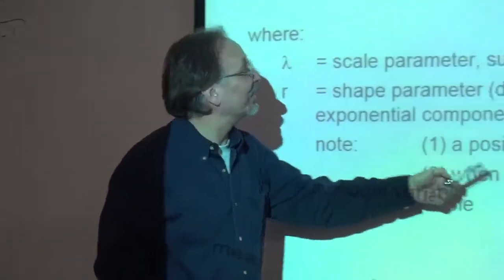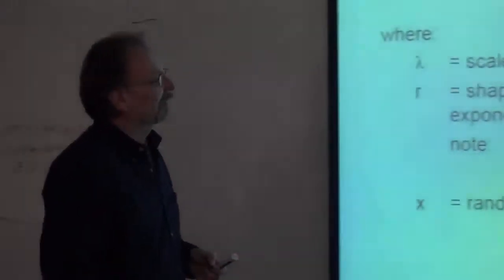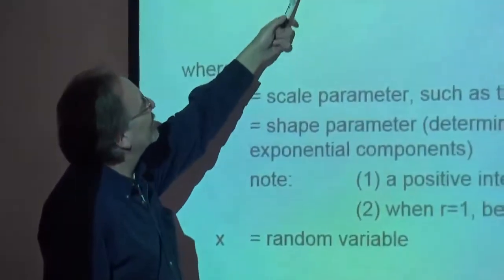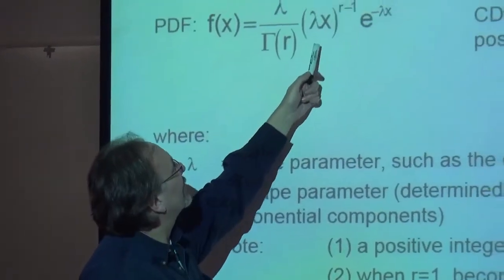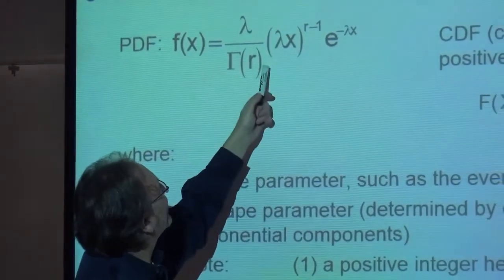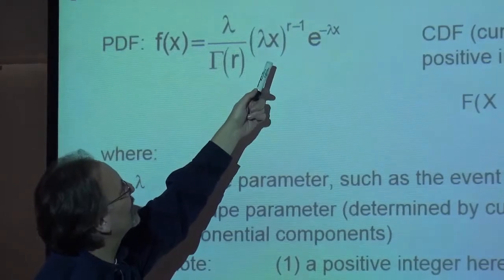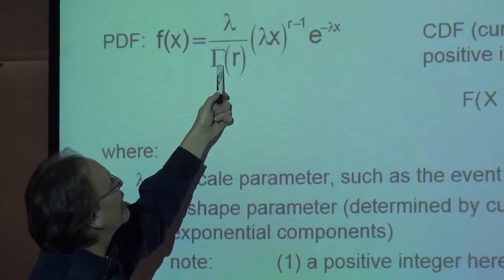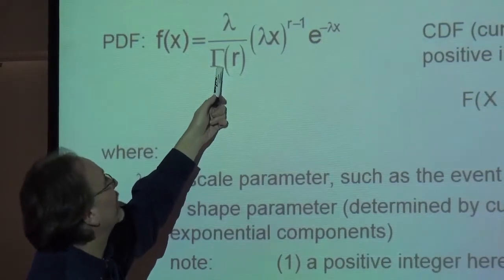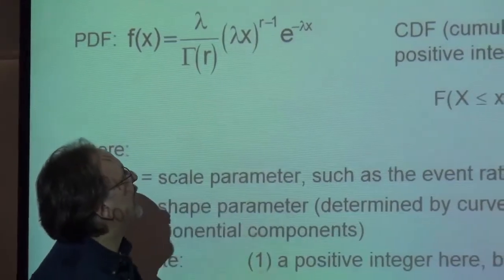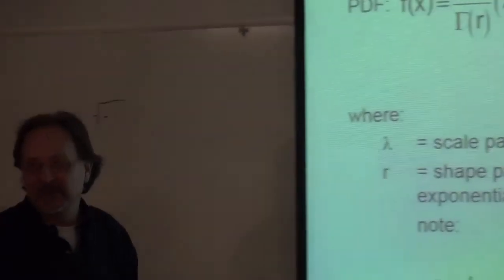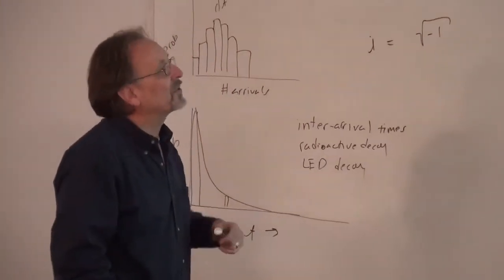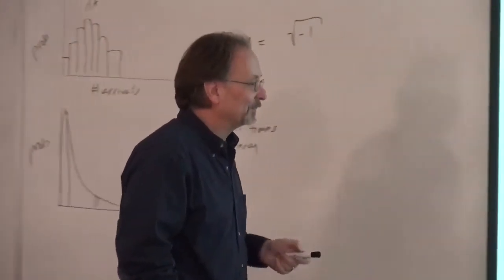When r equals 1, this reduces to an exponential distribution. Okay? This is lambda times e to the minus lambda x, because this goes to 1, because r minus 1 is 0. Anything to the 0th is 1. Gamma of r, with r minus 1 being 0, is 0 factorial, which is 1. So it's just lambda e to the minus lambda x, which is just the exponential distribution. Okay? And then x is our random variable, which I will talk about in a little more detail.